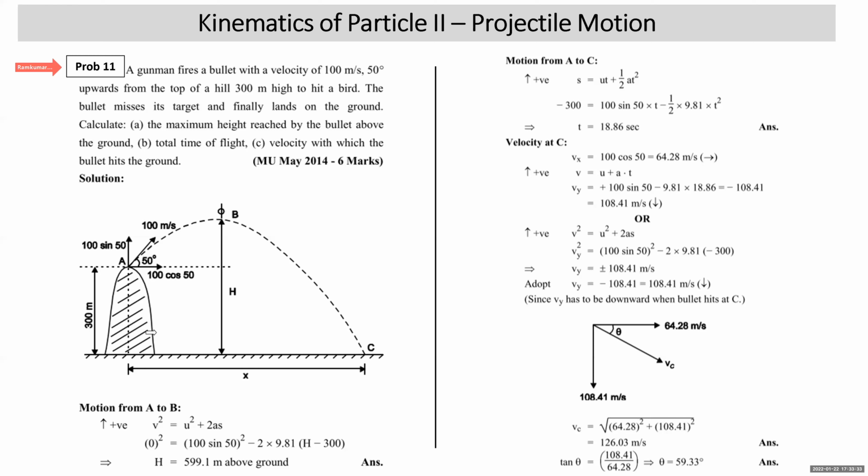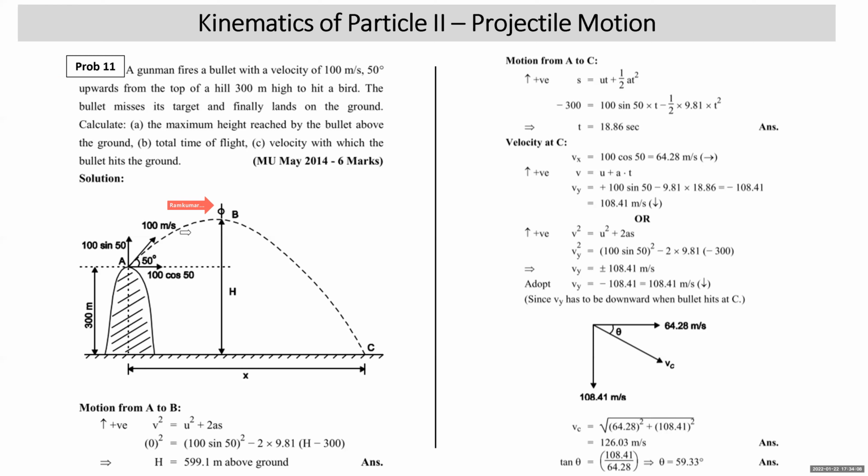Now, this is a symbolic way I've shown the hill. This is the ground. From the top of the hill, where it is being thrown, the bullet is thrown at a velocity of 100 meter per second at angle 50. So we resolved it, 100 cos and 100 sin. The point A is 300 meter above the ground. The projectile traces a curved path, parabolic in nature, shown by the dotted line. C is the target on the ground. Point B is the point of maximum elevation, where the vertical component of the velocity is zero.